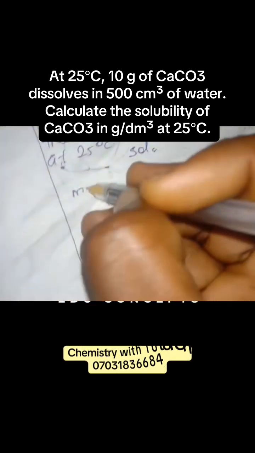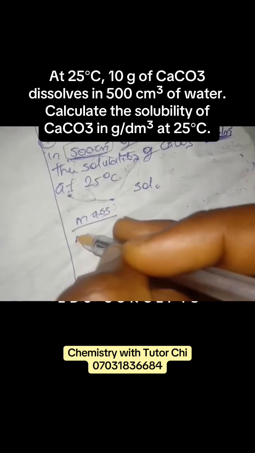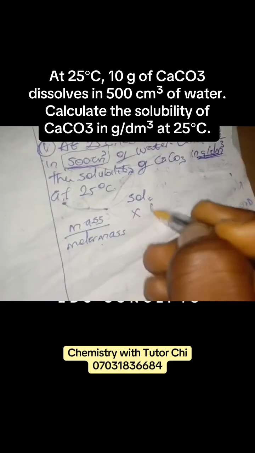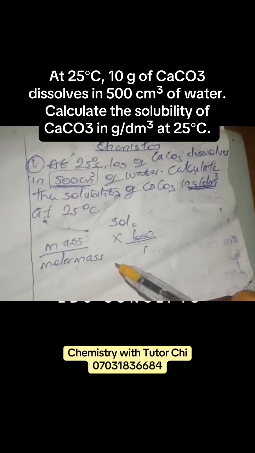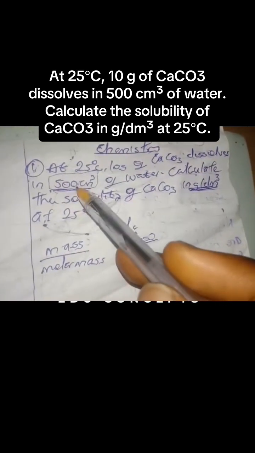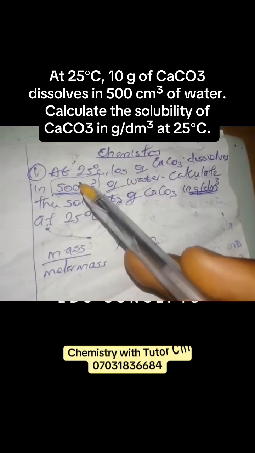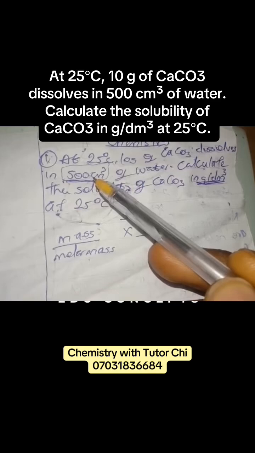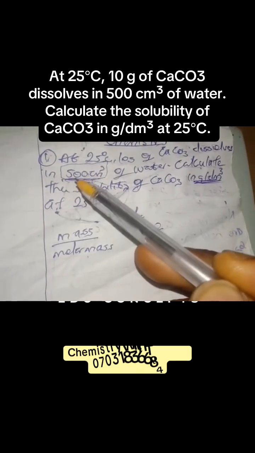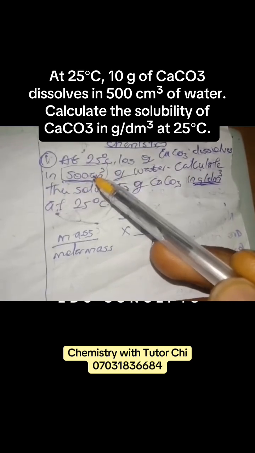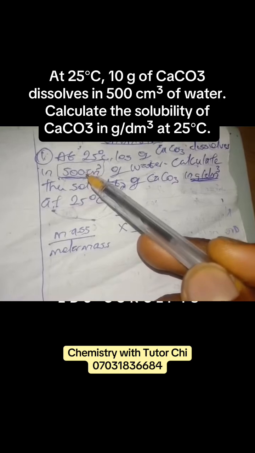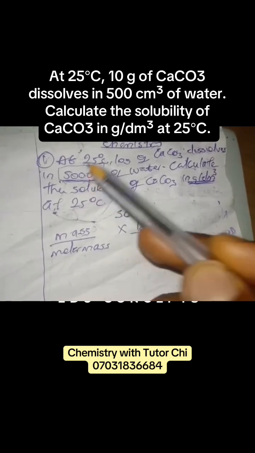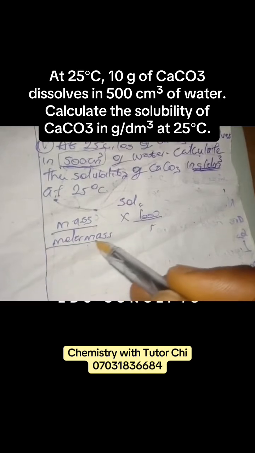So that is mass over molar mass times 1000 over 1. You can only use this one if the volume given is less than 100. But now looking at this question, the volume here is 500 centimeter cube. That is like half of 1000 centimeter cube, half of 1 dm cube. So we can't just ignore this, because since this volume is big, we have to convert it to dm cube. So I want to use this formula.